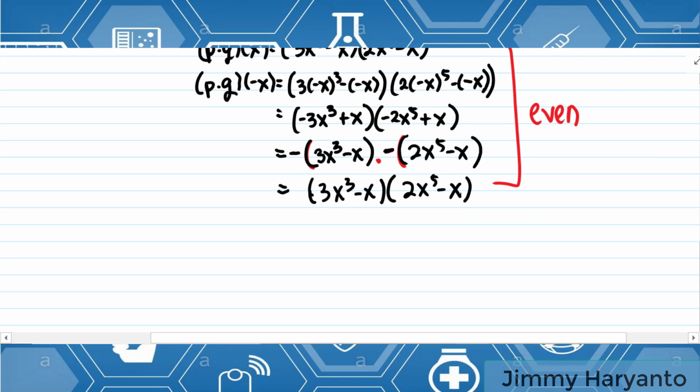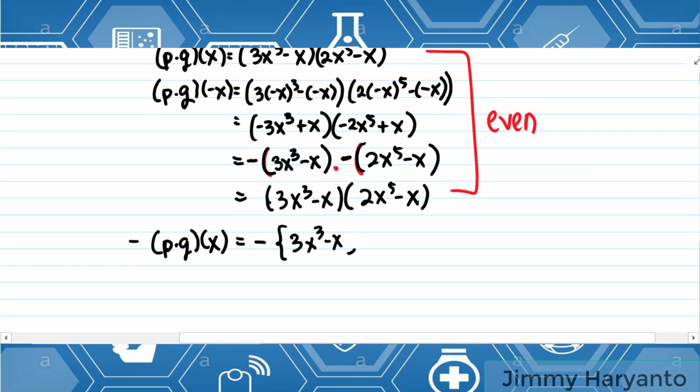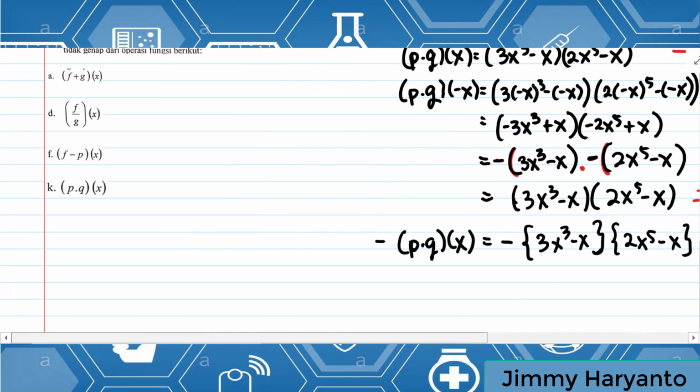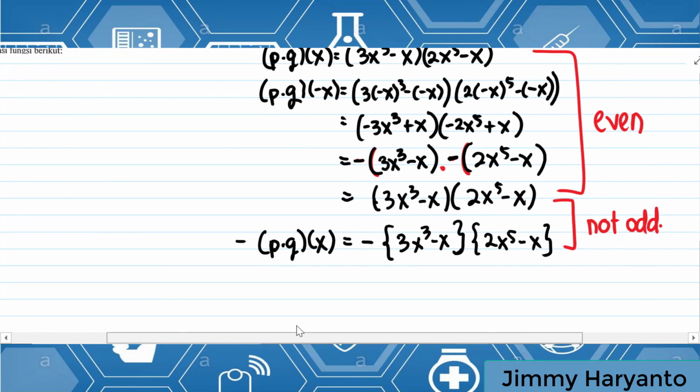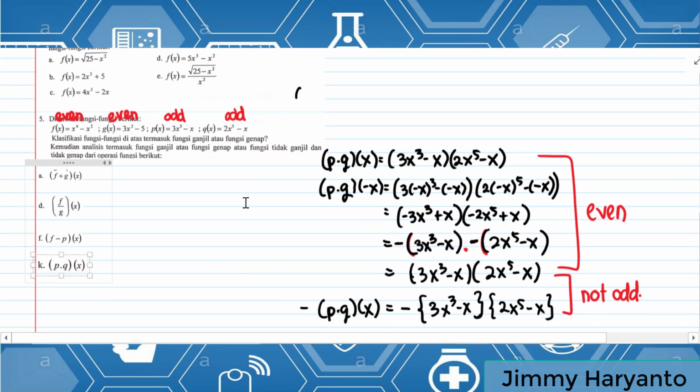Let's check for the odd. Negative pq of x: negative in the bracket 3x cubed minus x, and then 2x^5 minus x. If you multiply it with negative, it's obviously different from this one, so it will not be odd. This is so interesting. When you multiply an odd function and an odd function, the result will be an even function. That is the conclusion.